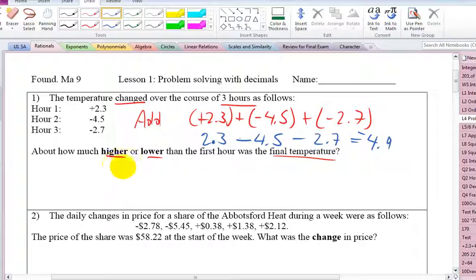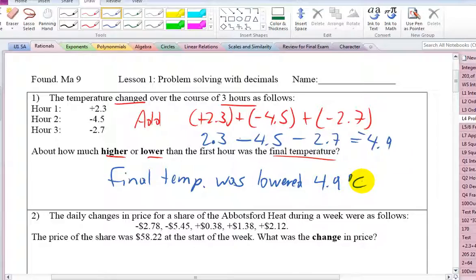Any ideas? Final temperature was... Now what descriptive word can we use to reflect that negative sign? It was lowered, right? The negative sign means it was lowered. So the temperature was lowered 4.9 degrees Celsius.